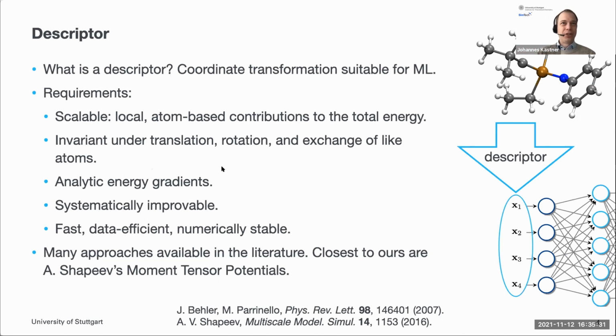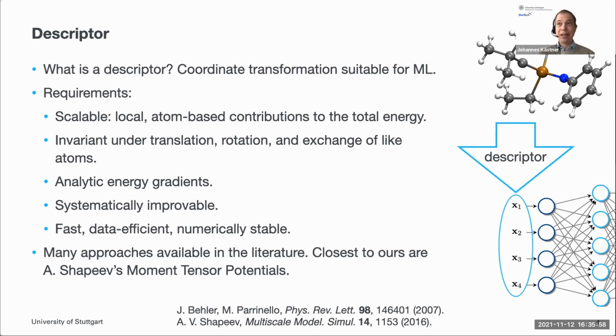We want to have analytic energy gradients, maybe not only gradients, but also Hessians. So the potential energy surface, the descriptor should be smooth in order to be able to take derivatives. It should be systematically improvable. We want to have one knob, one thing that we can turn in order to make the descriptor maybe more expensive, but also more accurate, and then less accurate and faster. Yes, it should be fast overall. An efficient implementation is important.